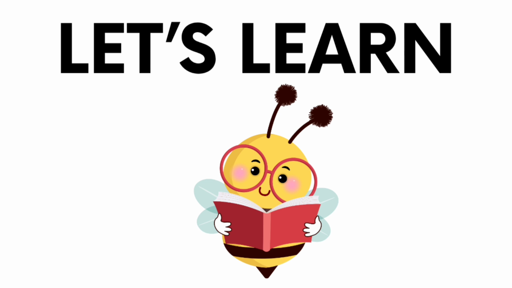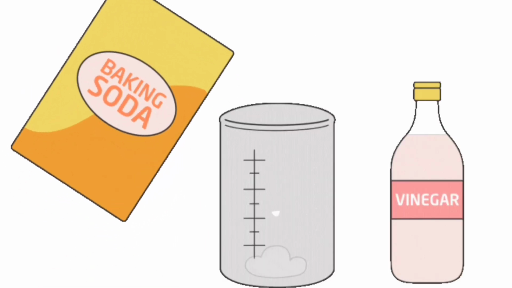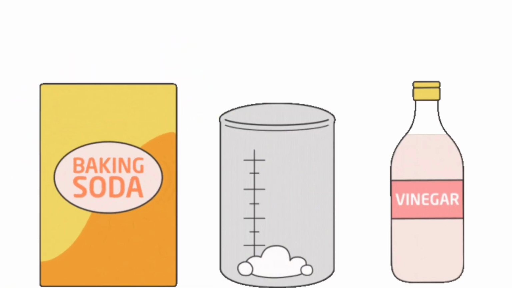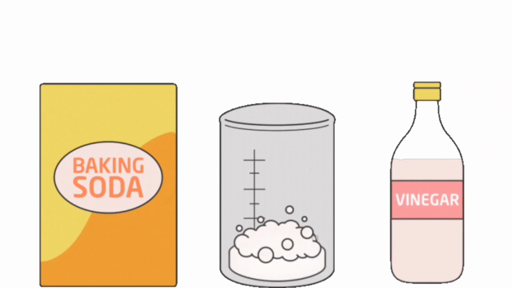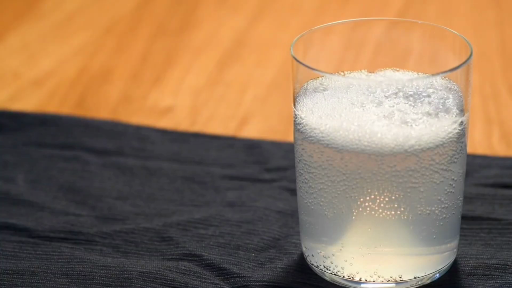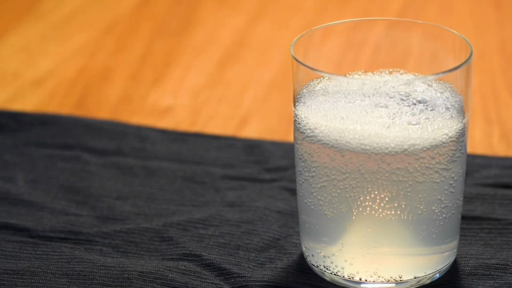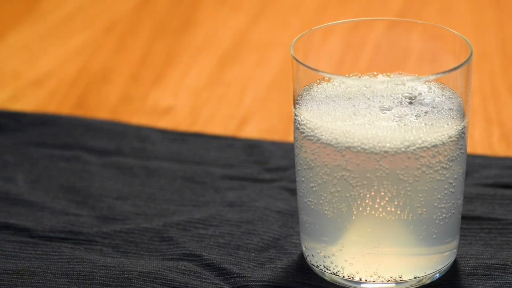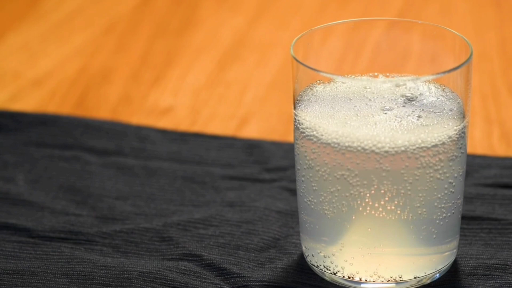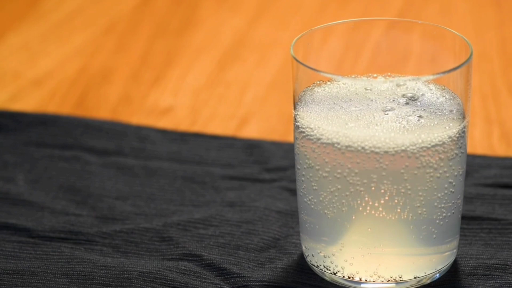Let's learn. A chemical change happened when the baking soda and vinegar were mixed inside the bottle. You saw bubbles forming inside it. This shows us that a new material was produced, a type of gas called carbon dioxide. This gas made the balloon expand. The chemical property shown by the mixture of vinegar and baking soda is called reactivity.